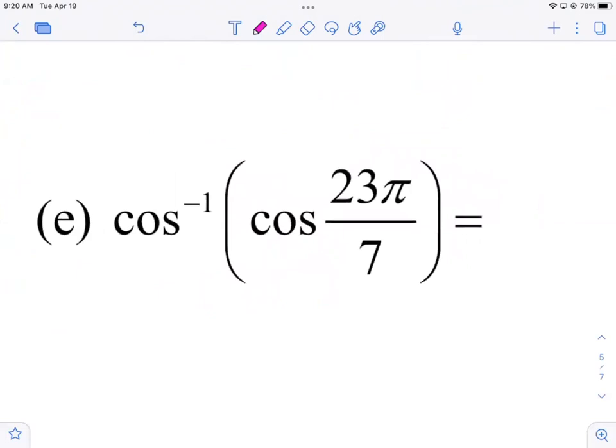All right, and then finally this one here, E, inverse cosine of cosine of 23π/7. 23π/7, angle or ratio?